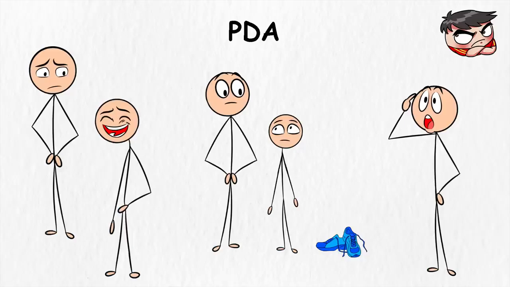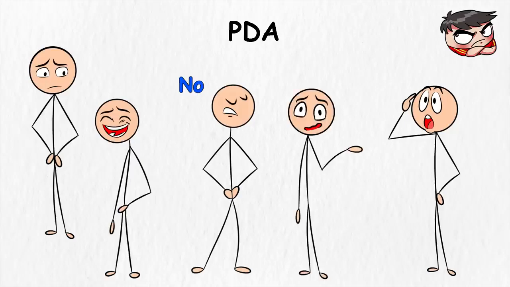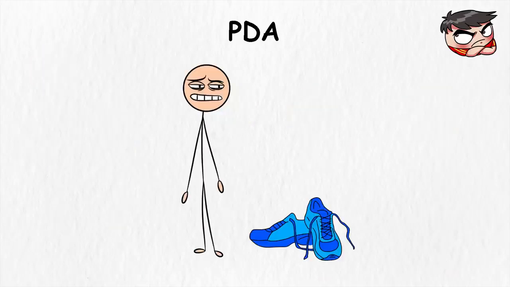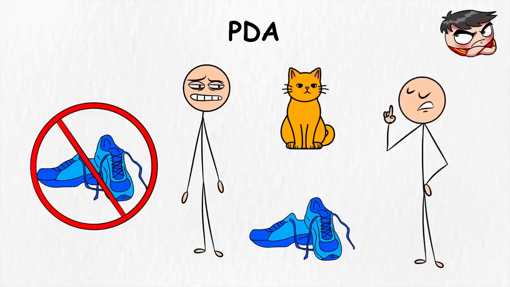Imagine asking a 5-year-old with PDA to put on their shoes. Instead of a simple no, you might get a whole Broadway production, pretending the shoes are cursed, suddenly becoming a cat who doesn't wear shoes, or launching into a full-scale conversation about why humans should embrace barefoot living.